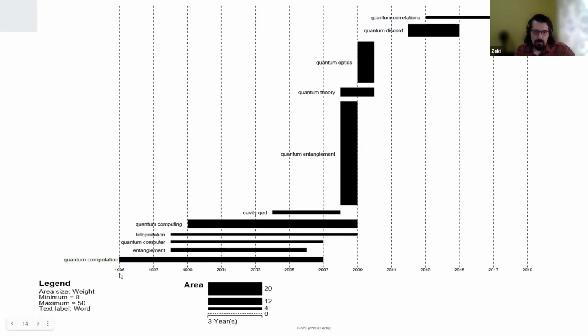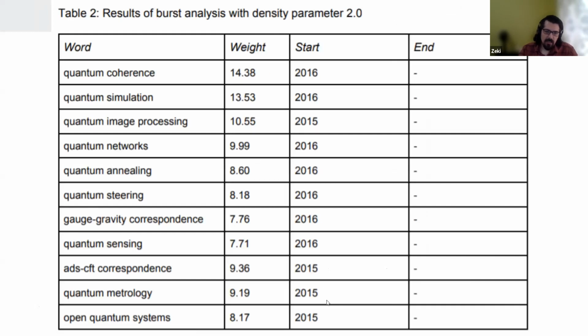So as you can see, quantum computation is the first burst, and it has lasted quite some time, as has quantum computing, teleportation, and entanglement. But as time progresses, you can see that newer topics like quantum discord, quantum correlations, and quantum optics are emerging. And this huge entanglement burst is a little bit weird as well. I will talk about that. And these are the bursts that were ongoing at the time that we collected the data set. As you can see from here, quantum coherence, simulation, networks, annealing, AdS/CFT, open quantum systems, all of these were, and some of them still are, hot topics in the field.